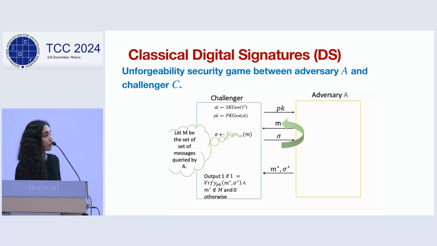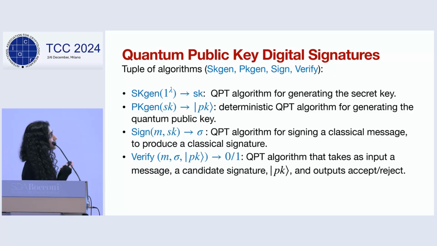The first one is a one-time secure DS scheme. A one-time secure DS scheme is exactly the same game, but the adversary is only allowed to query the signing oracle once before it has to come up with a message and a valid signature. And a many-time secure DS scheme is one where the adversary is allowed to query on polynomially many messages of its own choice. It gets valid signatures, and then it enters the challenge phase. So classical digital signatures imply one-way functions, so clearly they cannot be in microcrypt.